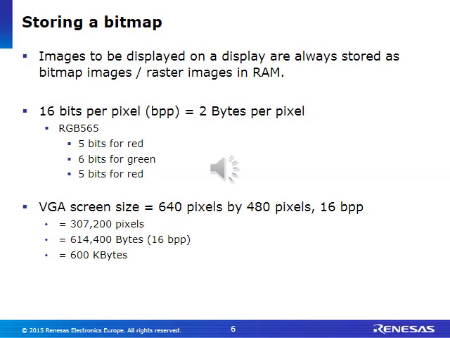So VGA means we have 640 times 480 pixels, or 307,200 pixels. The chosen color depths put 16 bits or 2 bytes on each pixel, so we have a resulting 614,400 bytes or 600 kilobytes for the VGA image.